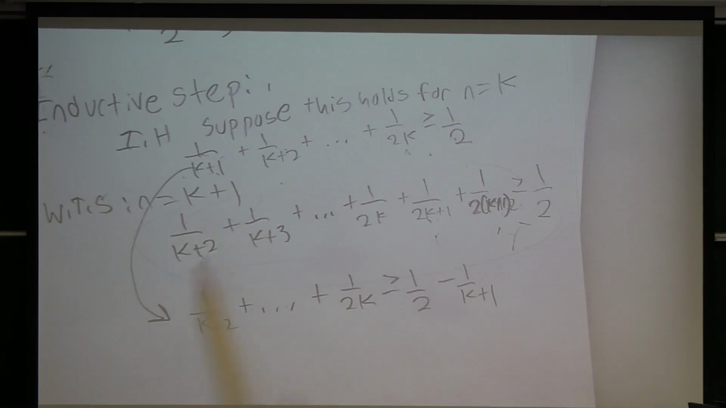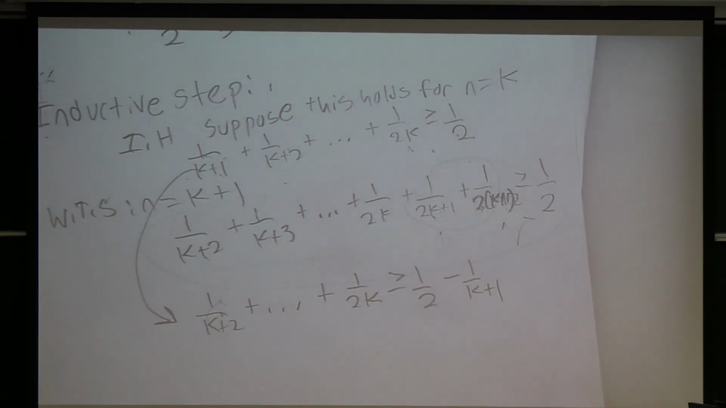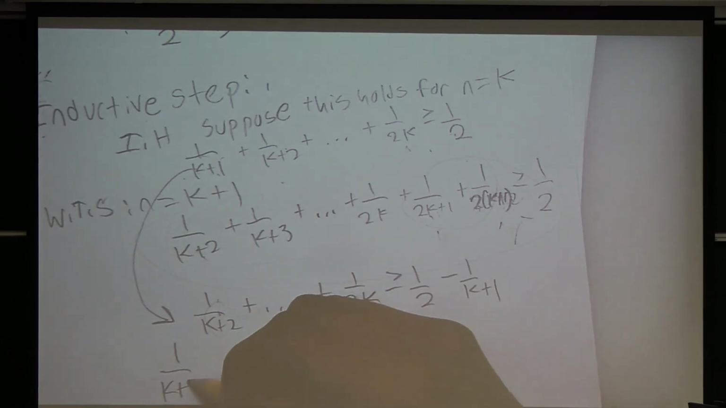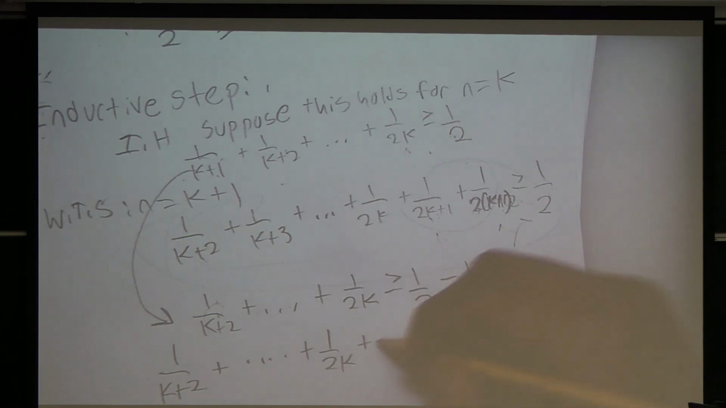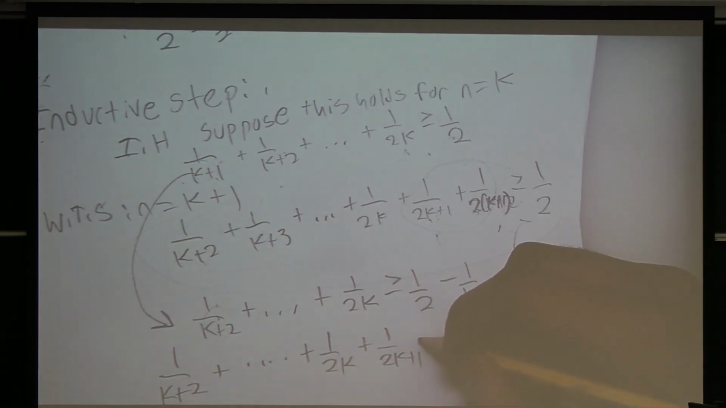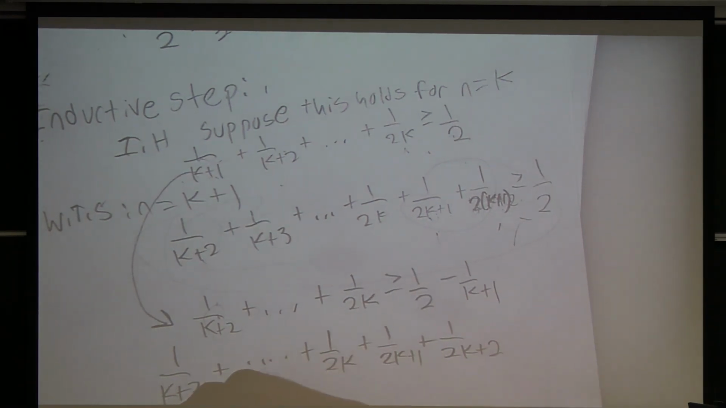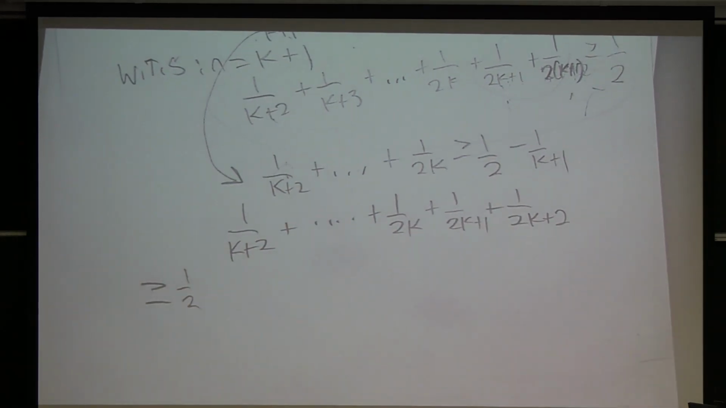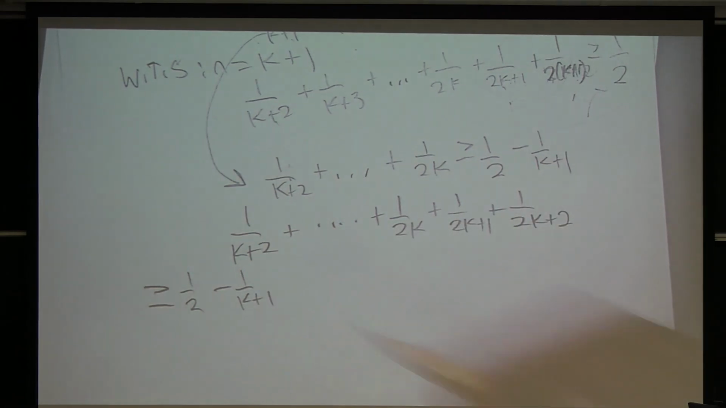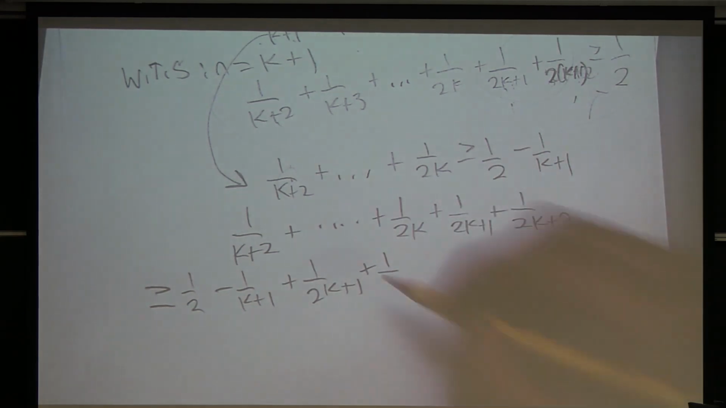Now, we're very close. Now we start with 1 over k plus 2. We got rid of the 1 minus k plus 1. But we need to add these two terms here. So we will add them on to both sides of the inequality. So we have 1 over k plus 2 plus dot dot dot all the way up until 1 over 2k plus 1 over 2k plus 1 plus 1 over 2k plus 2. And this is greater than or equal to 1/2 minus 1 over k plus 1 plus 1 over 2k plus 1 plus 1 over 2k plus 2.